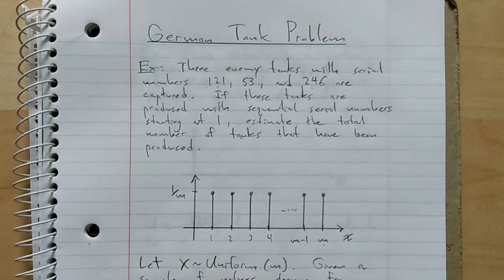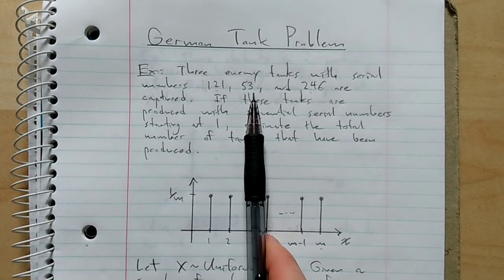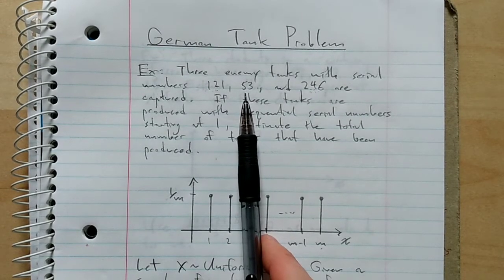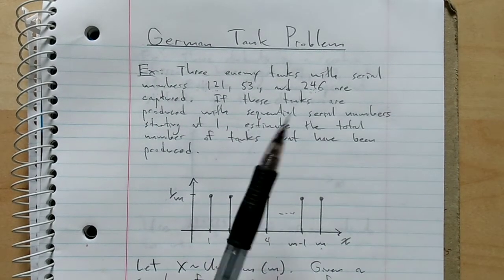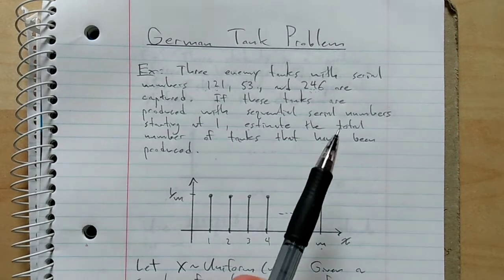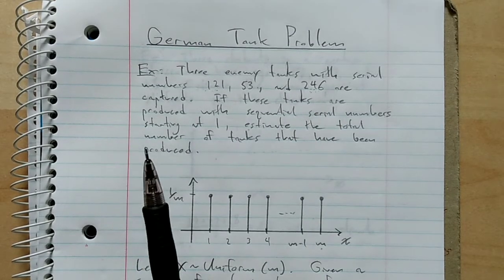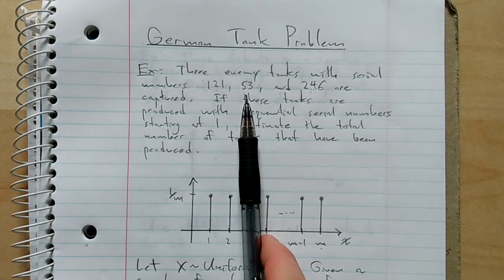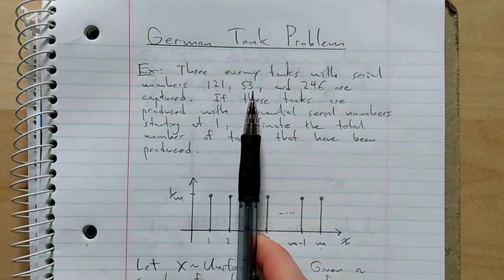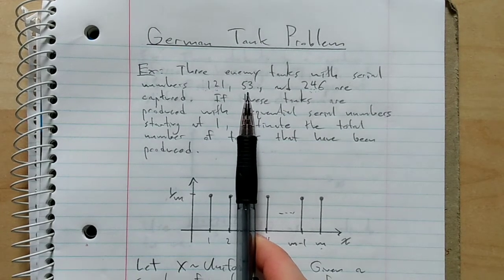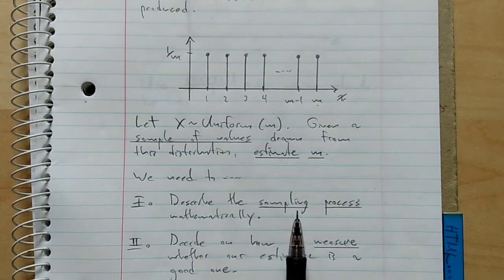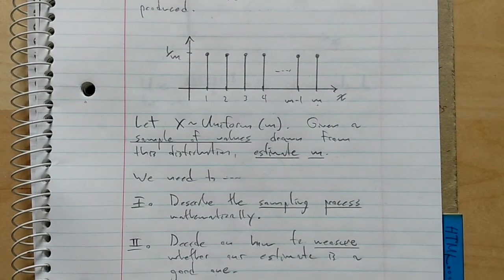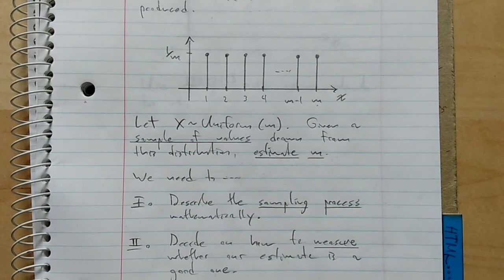If you have a tank with a small serial number, that means it was produced a longer time ago, which probably means it participated in more battles, which probably means you're more likely to have captured it, because it's more likely to have been in a battle that that side lost, and that therefore you captured the tank. Also, it's an older tank, so maybe it's less reliable, it breaks down more of the time, and so you captured it for that reason. So this sampling process, describing the sampling process mathematically, this is a huge deal.